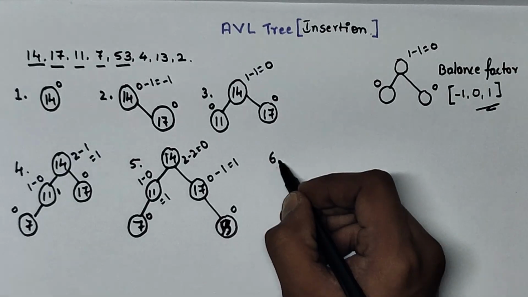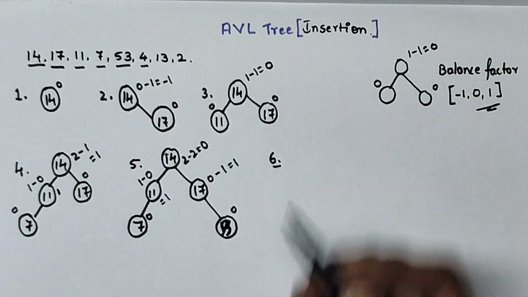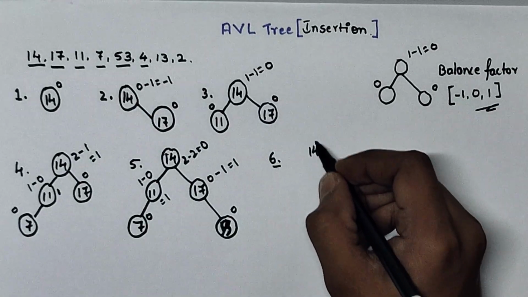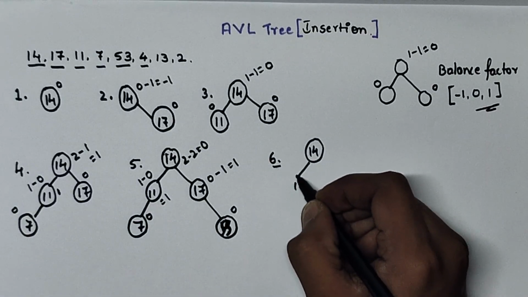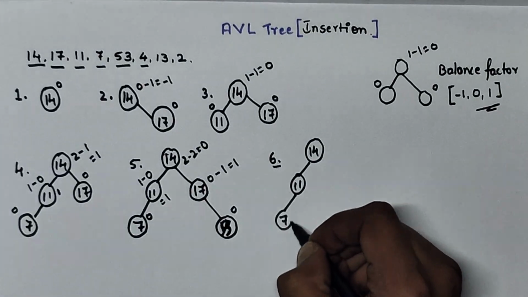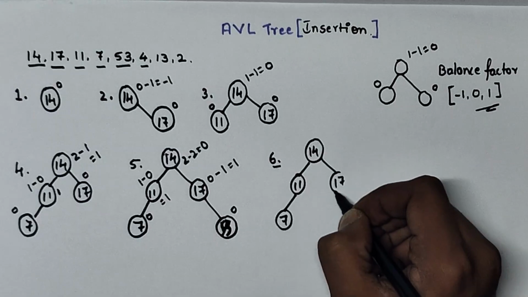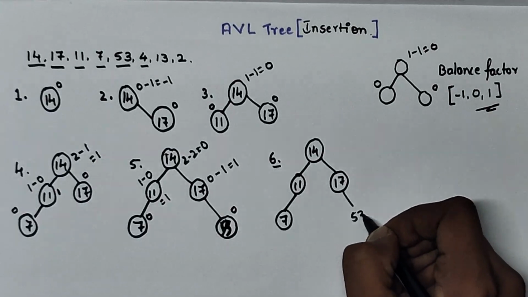Now let's move to the sixth step, in which we will be inserting 4. So 14 will remain as it is, and 11, 7, 17, 53.